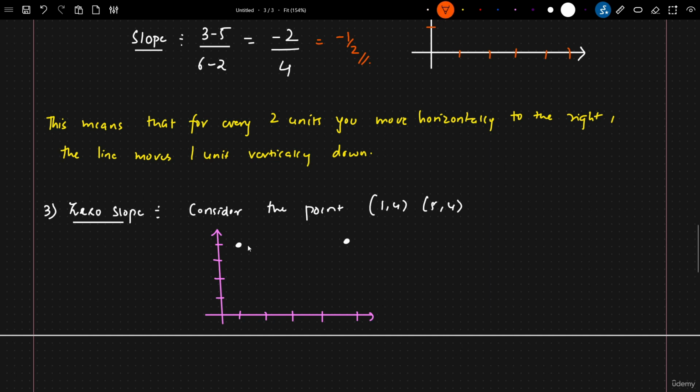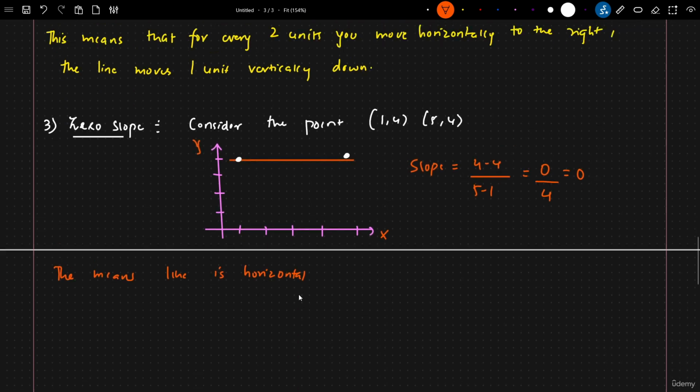Now imagine this is my entire line. If I compute the slope, slope is equal to 4 minus 4 divided by 5 minus 1. This is nothing but 0 by 4, right? So in this scenario, the slope is 0. This indicates that there is no rate of change. This means the line is exactly horizontal, and even though we increase by any units on the x-axis, there is no movement in the y-axis.